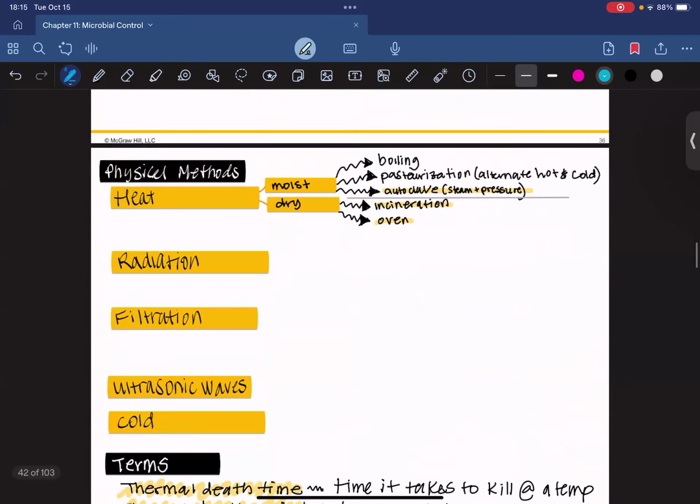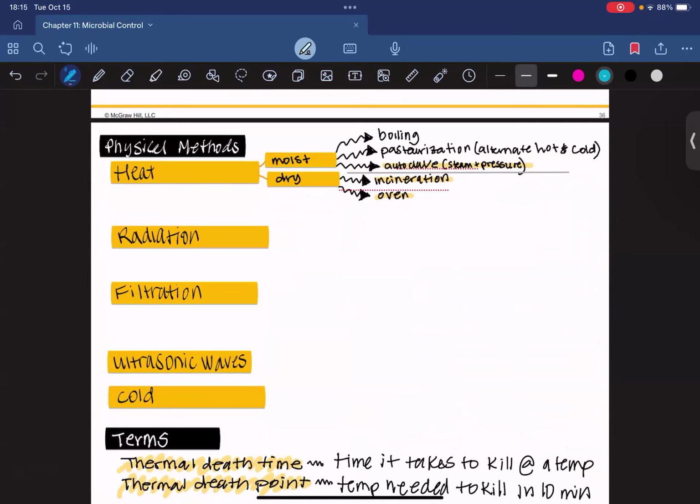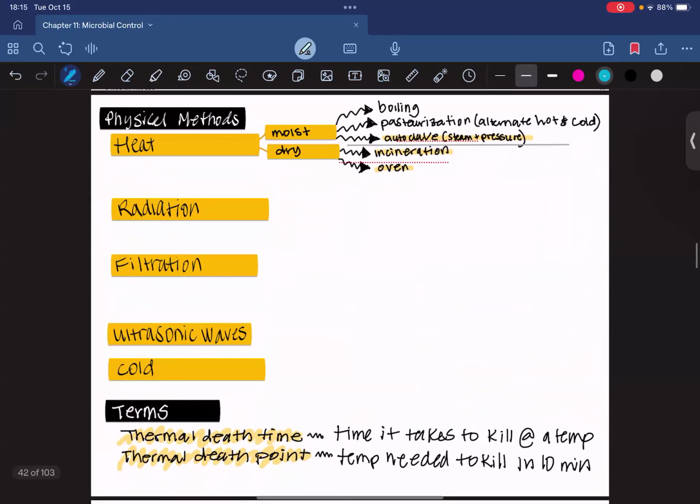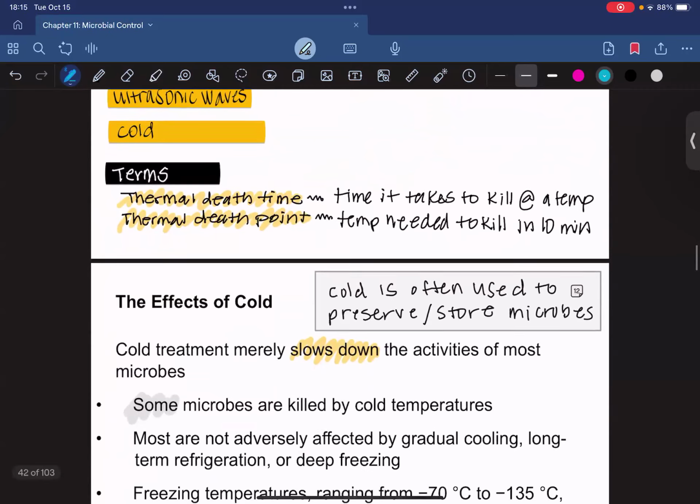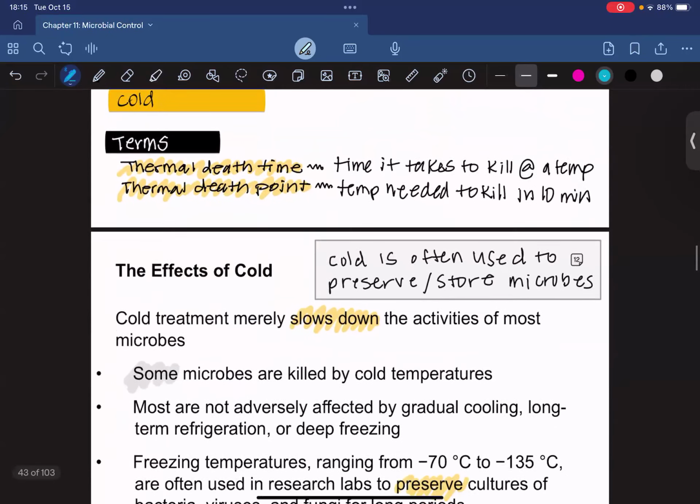So I've updated these. I am highlighting in this weird yellow color anything that sterilizes. So I updated all that and made any notes if I needed to remind me what thing will do what. So I put even pasteurization, alternate hot and cold, and I put some terms down there: thermal death time, and death point. I know it says ultrasonic waves here. That's going to go away in a little bit.